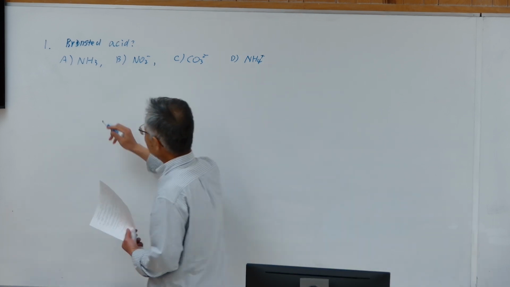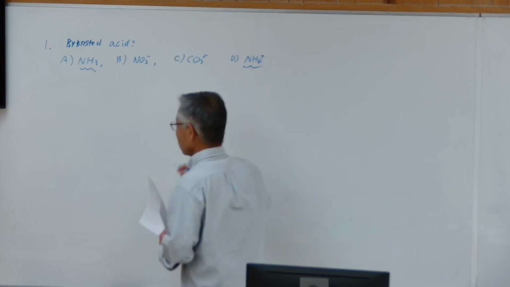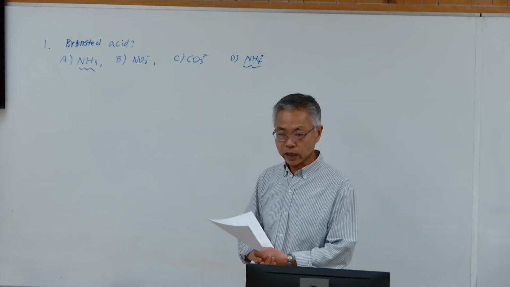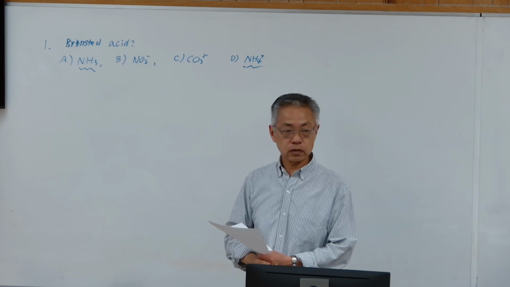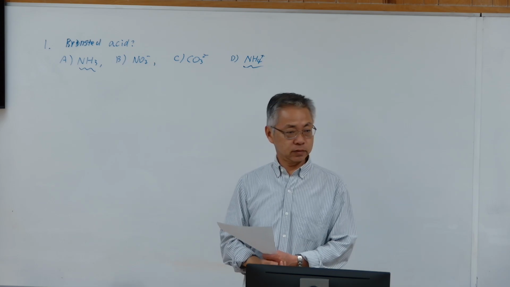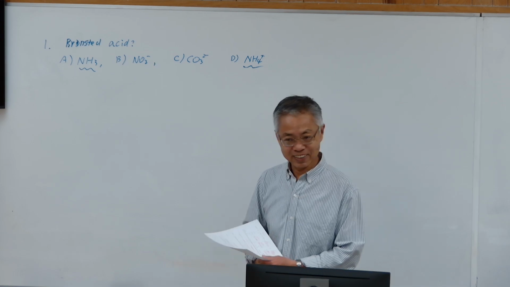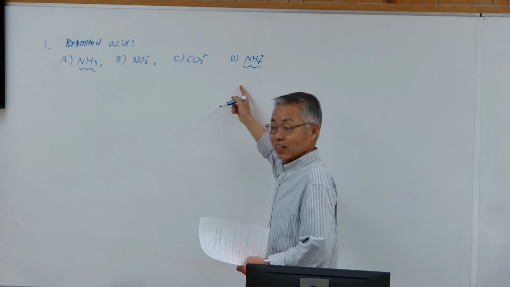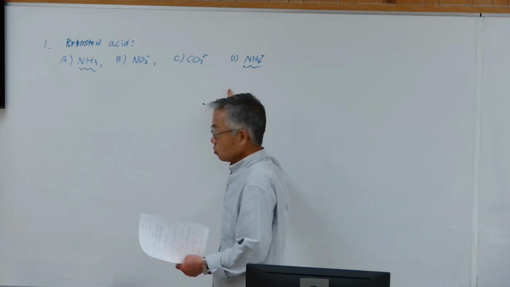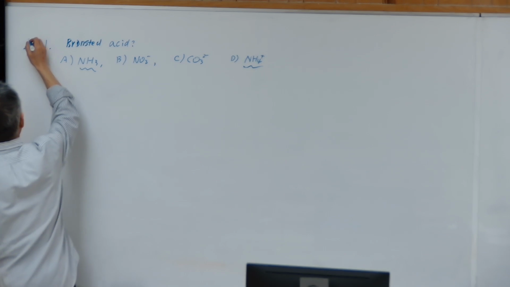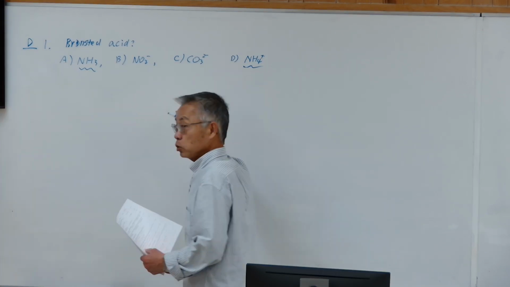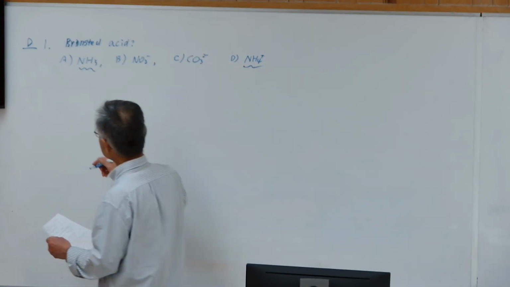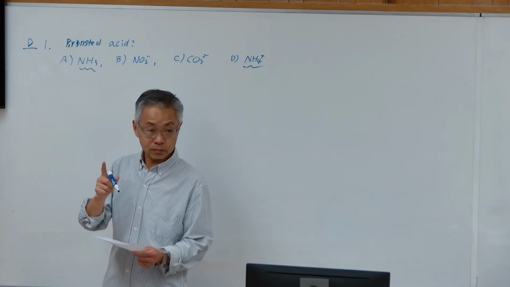Then compare NH3 with NH4+, which one is likely to provide a proton? Of course, NH4+. NH3 is a very famous weak base, right? Ammonia is a weak base. NH4+ is NH3 bound with one hydrogen. This could be lost. So this is the only choice. It's D. This bonded hydrogen ion can be lost, serving as a weak acid. Are you okay now? Okay.